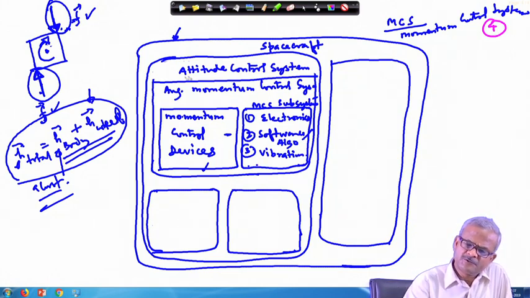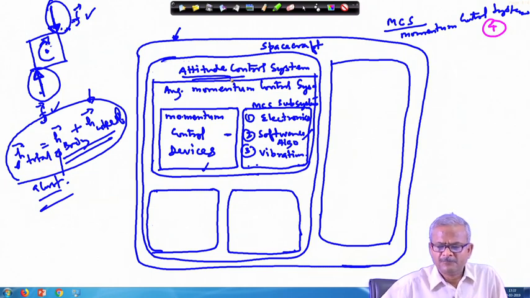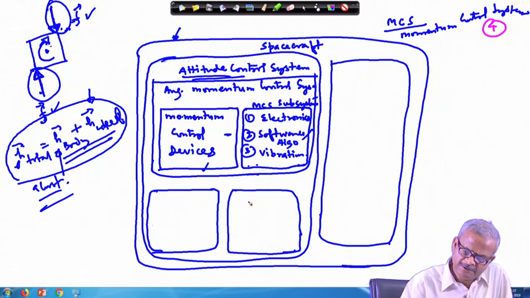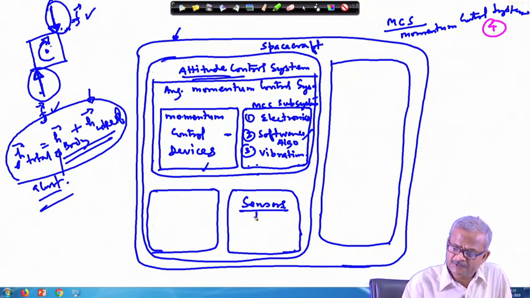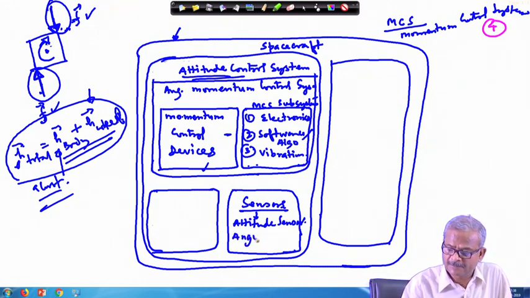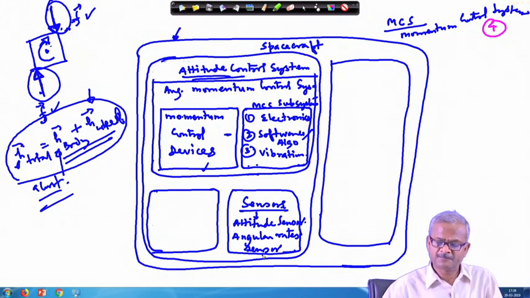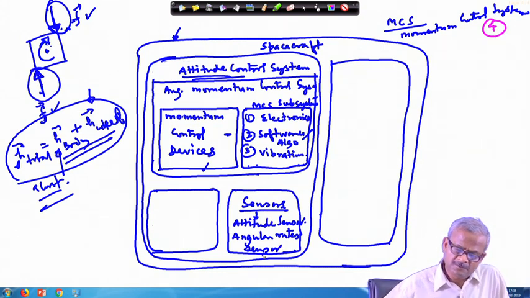But for this system, the attitude control system, to run, you need to know the attitude of the satellite also. So, for this you need the sensors. This sensor can consist of the attitude sensor, what is the attitude, and also the angular velocity sensors, angular rates sensor, meaning along the different axes you are measuring the angular rates.